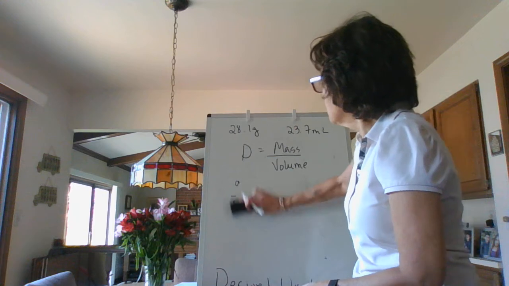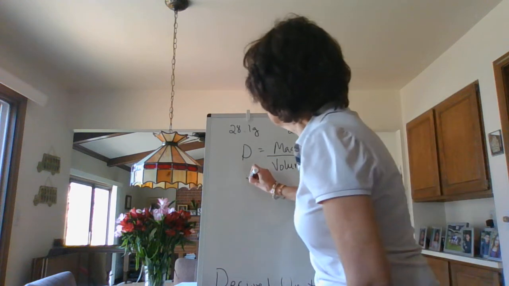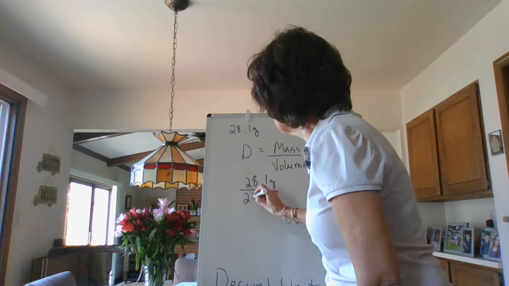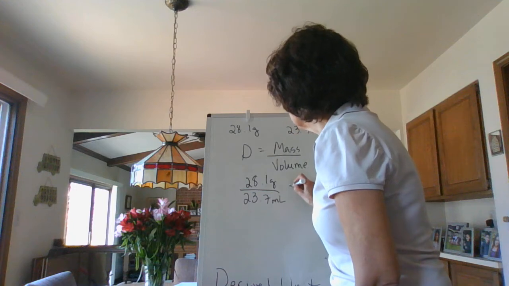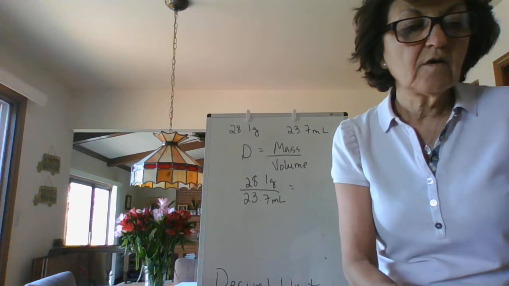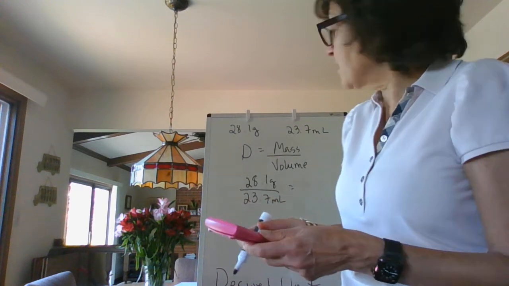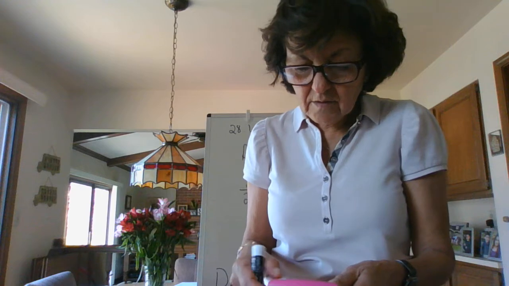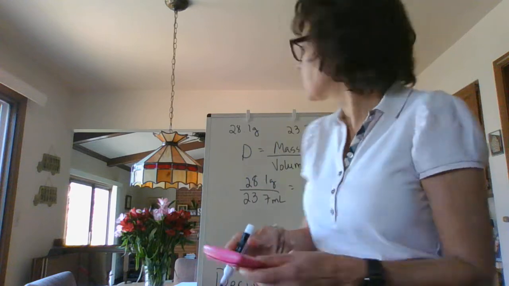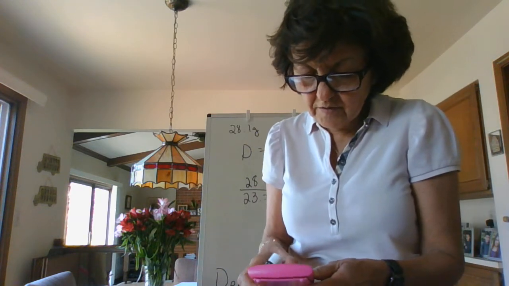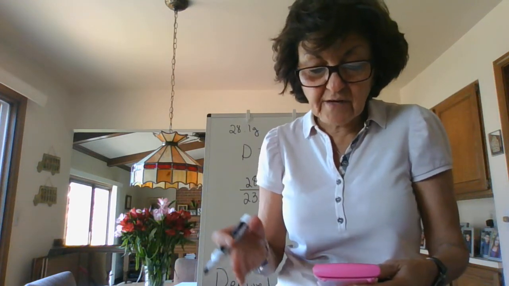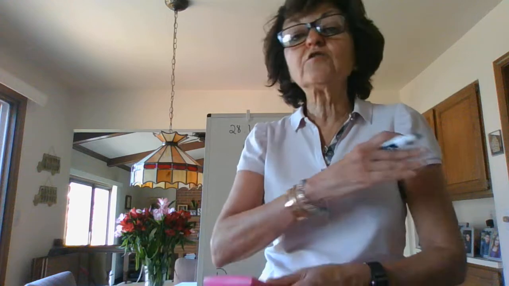So all you do is put your mass on the top, 28.1 grams, and you put your volume on the bottom, 23.7 milliliters, and you get your answer. Let me use my calculator. Helps if I turn it on. 28.1 divided by 23.7. Your calculator value is 1.185654008. Obviously, too many sig figs.